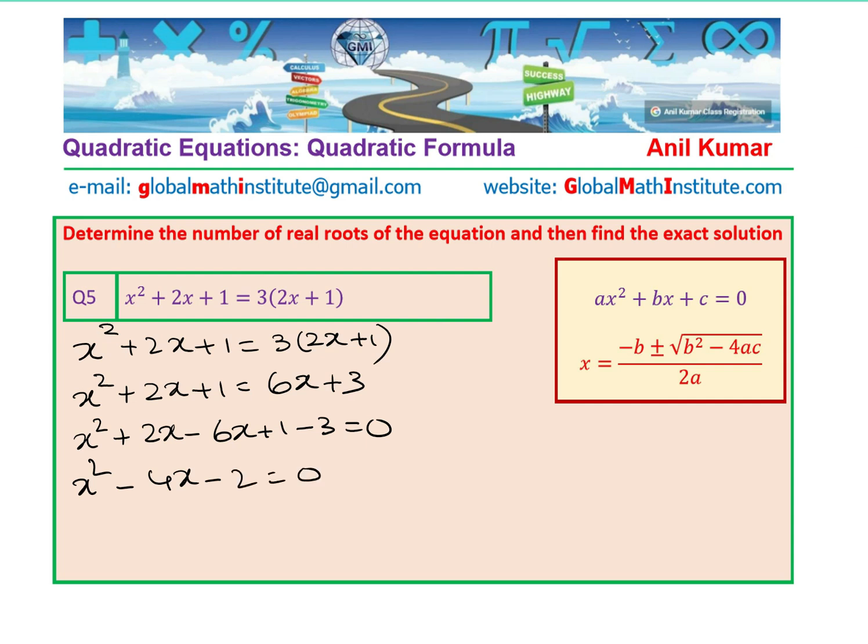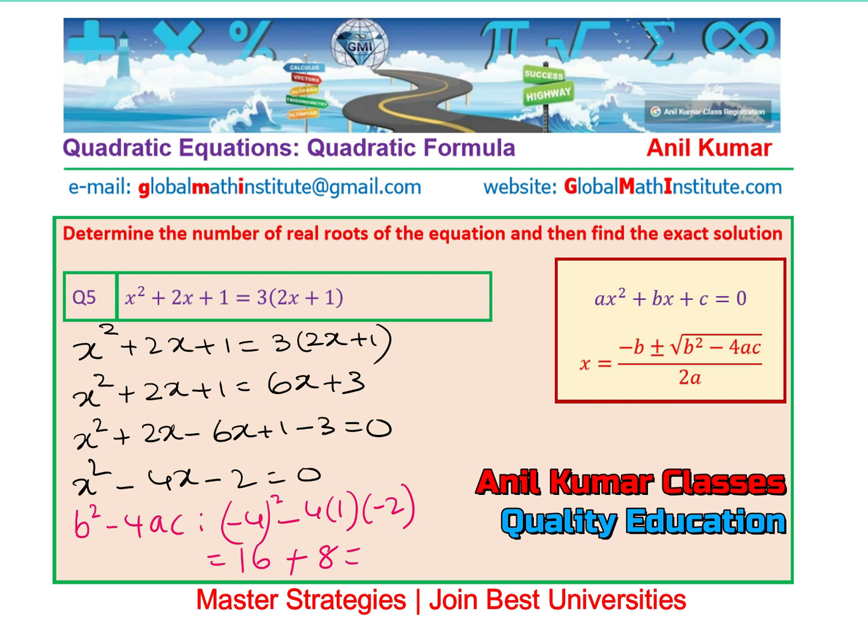So b squared minus 4ac is what we are going to check now. So what is b squared minus 4ac? b is minus 4, so minus 4 squared, minus 4 times a, which is 1, and c is minus 2. So it gives you 16 plus 8. Do you see that? 16 plus 8 is greater than 0, which means we have two real roots.